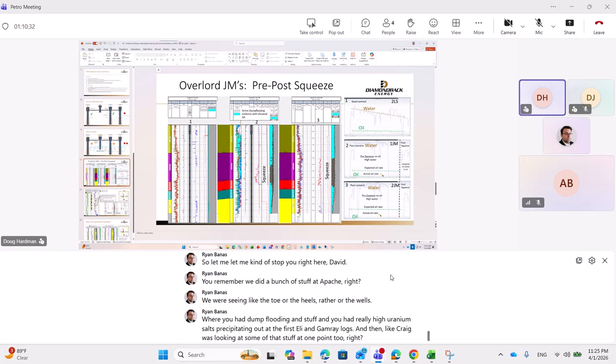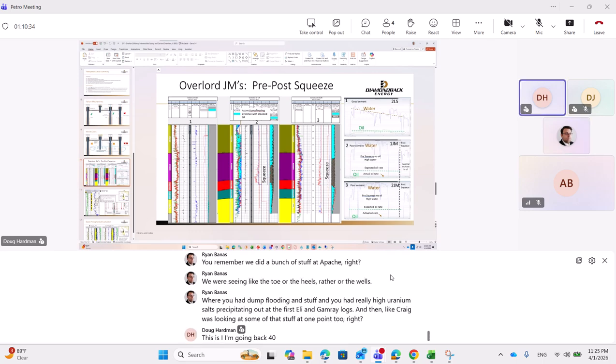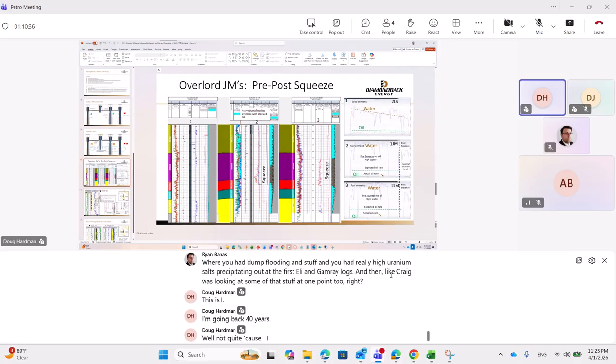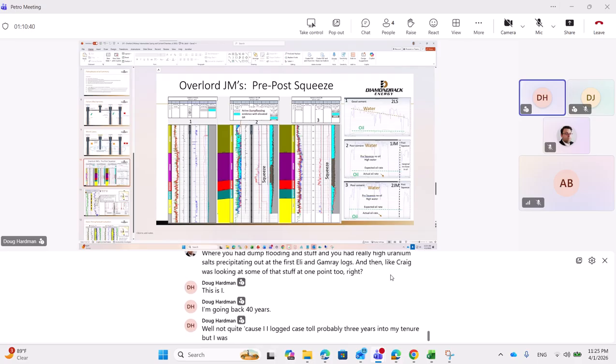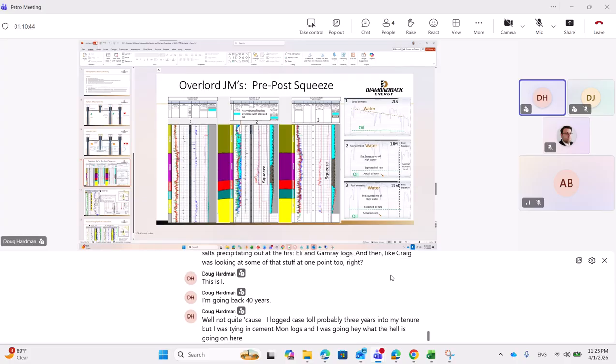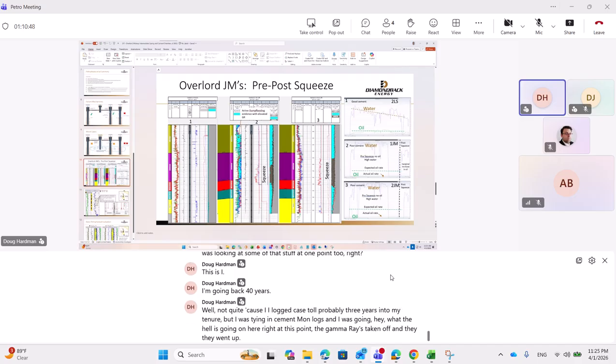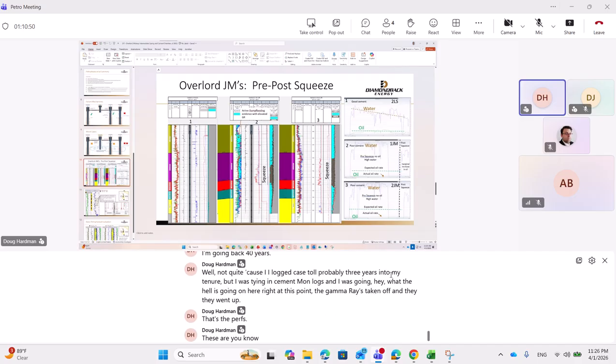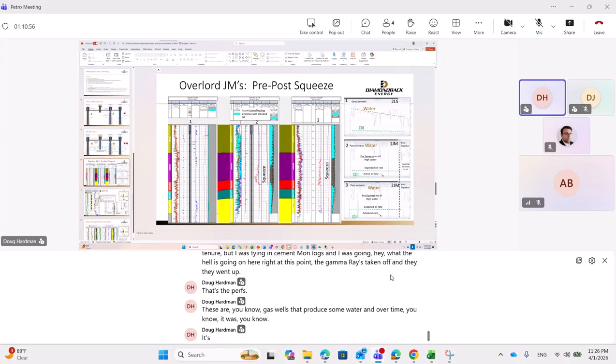I'm going back 40 years, well, not quite, because I logged Keystone probably 3 years into my tenure, but I was tying in cement bond logs, and I was going, hey, what the hell is going on here? Right at this point, the gamma ray's taken off, and they went, oh, that's the perfs. These are gas wells that produce some water, and over time it's a little water production log. So this is well documented.